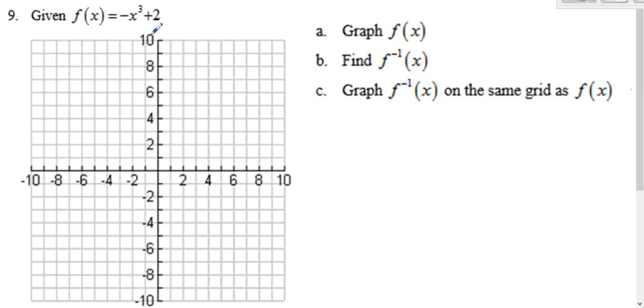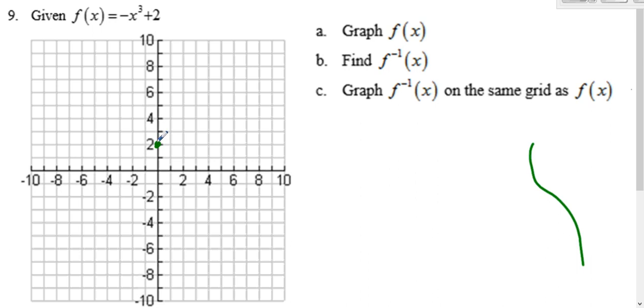-x cubed plus 2. To graph that, first of all, it's an x cubed function, which you should know looks kind of like that. It is a negative x cubed function. The negative is going to reflect it. So instead of going up and to the right, it actually is going to reflect and go like that. And then the plus 2 shifts the entire graph up 2. So up 2, that's our new origin.